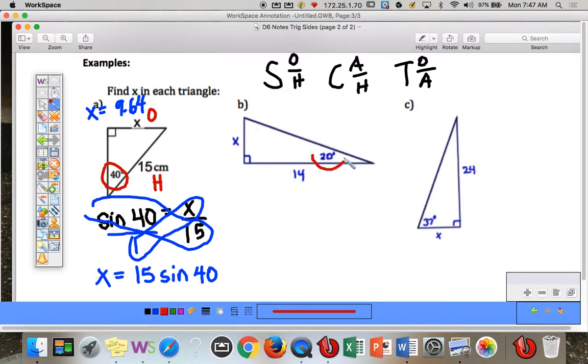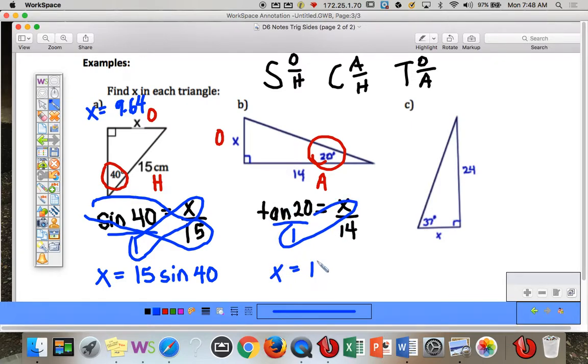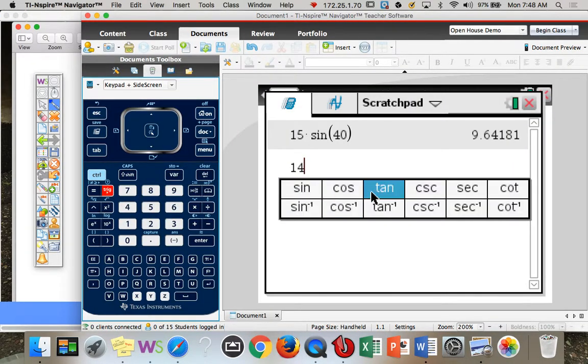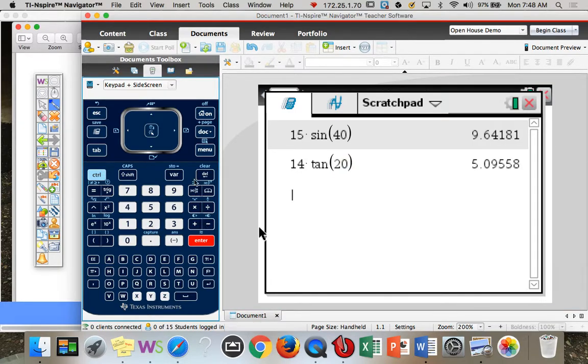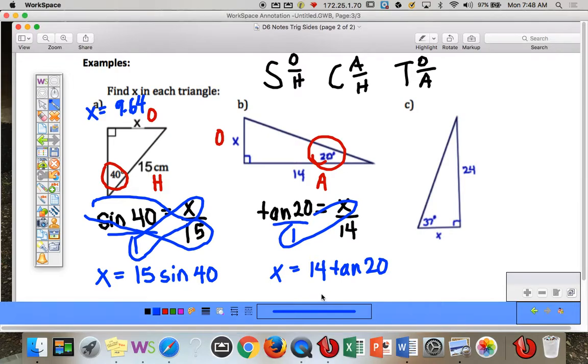Circle your angle that you have, the 20 degrees. Again, we have the opposite side here, but this time we have the adjacent side, the two legs here. We don't have the hypotenuse, which is the longest side. So you look at your trig ratios, which has O and A, and it's tangent. So we're going to say tangent of our angle equals opposite over adjacent. And again, we cross multiply and solve. We get x equals 14 tangent of 20. And then you just type that in your calculator. 14, use the trig button, tangent of 20. And we get about 5.1. So x equals 5.1.